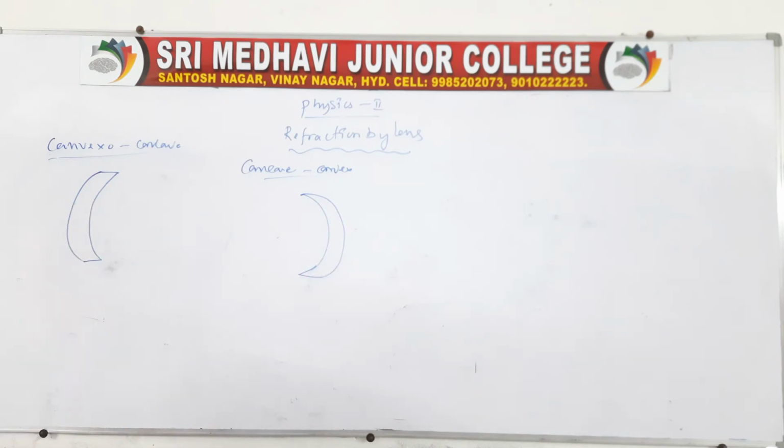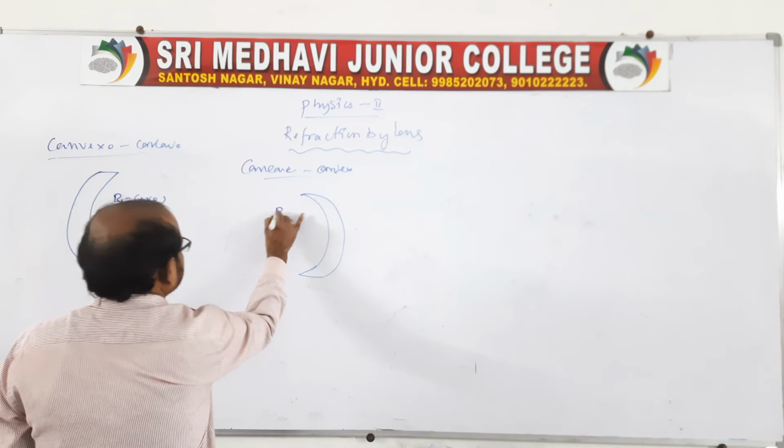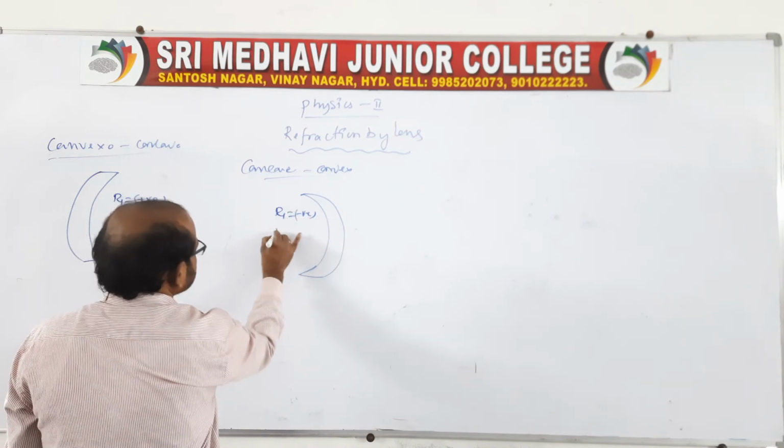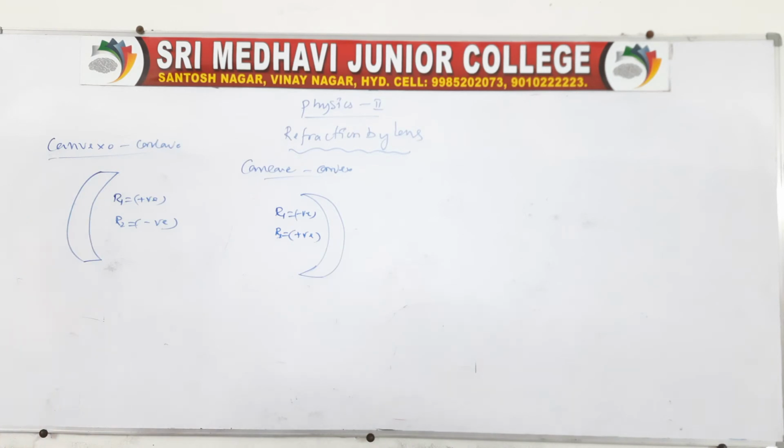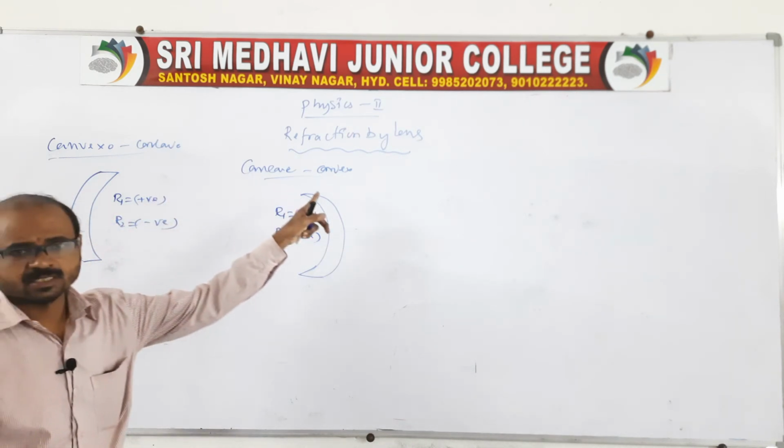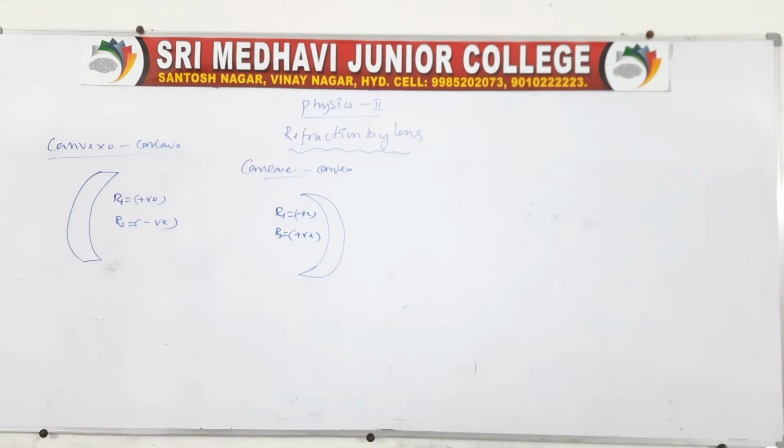This will be concavo-convex. In this case, R1 we can take as positive and R2 as negative. Of course, it is opposite to that: we can say R1 is taken as negative here and R2 is taken as positive. So these are the sign conventions related to convexo-concave and concavo-convex. So these are the types of lenses.